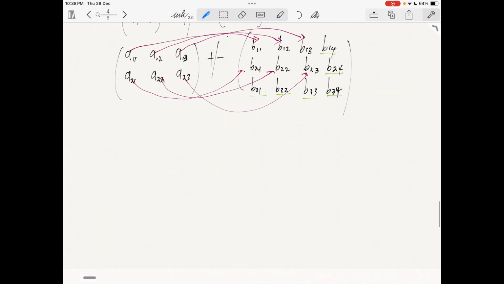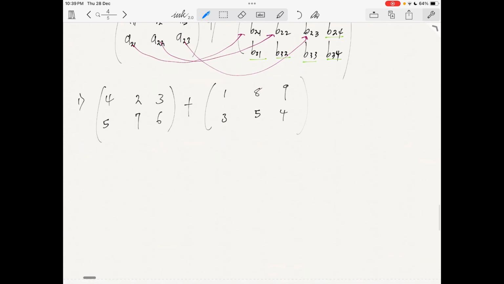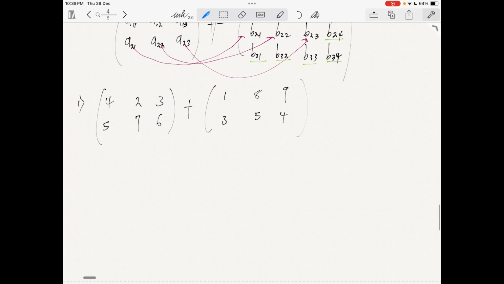Let's say we have 4, 2, 3 and 5, 7, 6 being added to 1, 8, 9 and 3, 5, 4. Now the first question we ask is, are they of the same order? Yes, these two matrices are of 2 rows and 3 columns. So that's a 2 by 3 matrix.